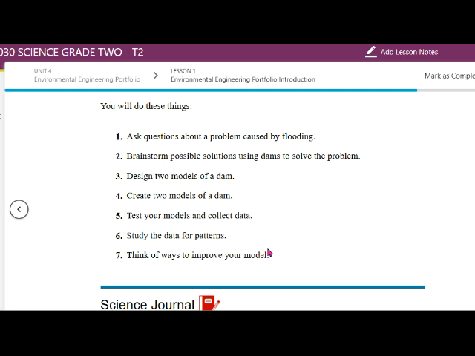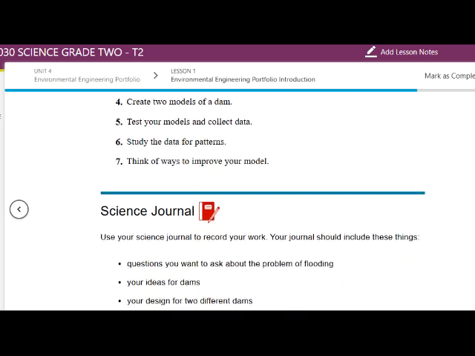So this is why I think you should spend at least a few days completing this project. You're going to design and create 2 different dams. So that's going to take you a bit of time to gather your supplies and to create your models and to then analyze the data and talk about what information worked and what didn't work. It's going to take you a couple of days at least.